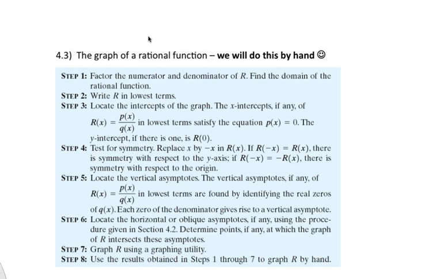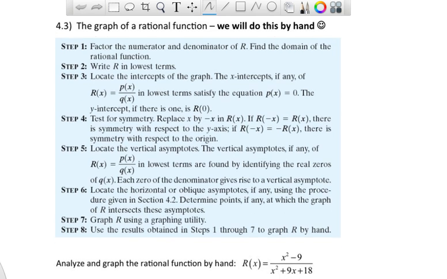Okay, so graphs of rational functions. We're going to do this mostly by hand. The book gives us like 8 steps to do. You don't have to memorize this. I think most of this should come to you intuitively if you do enough of these. So I don't want to go through them one by one right now.